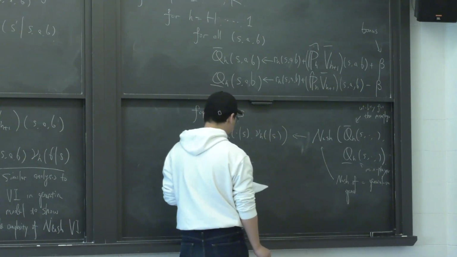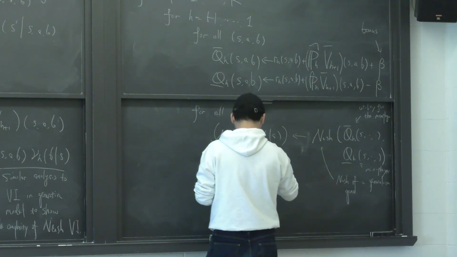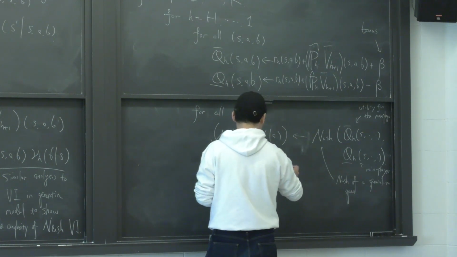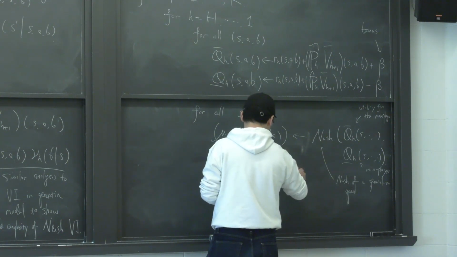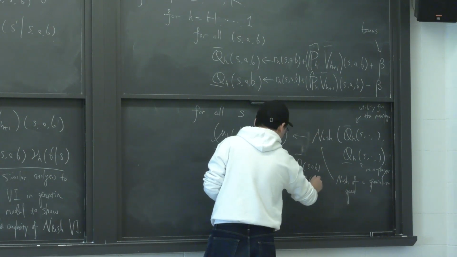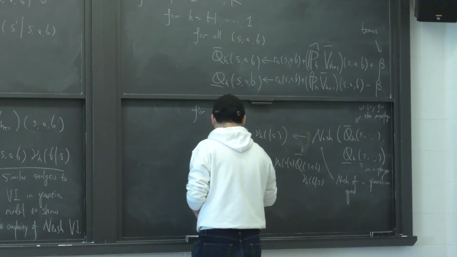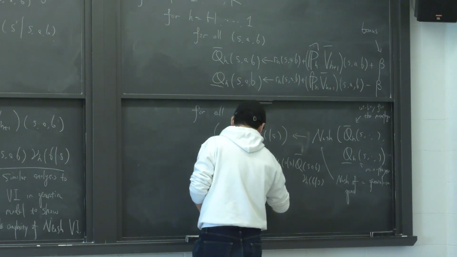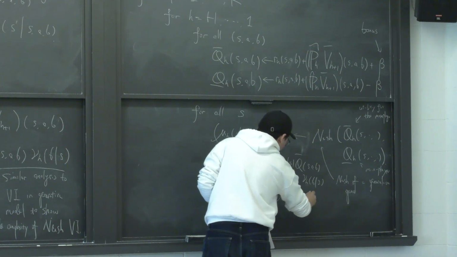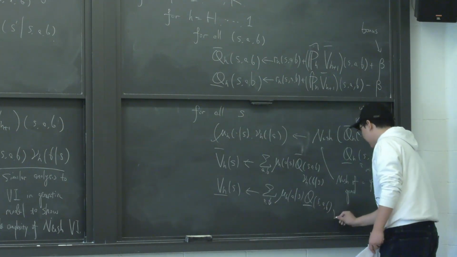by essentially doing a summation over a and b of mu_h(a given s), Q upper bar(s,a,b), and nu_h(b given s). Essentially, we integrate this Q upper bar by mu and nu, and similarly the lower bound is also the same: sum over a given s, Q lower bar(s,a,b), nu(b given s).